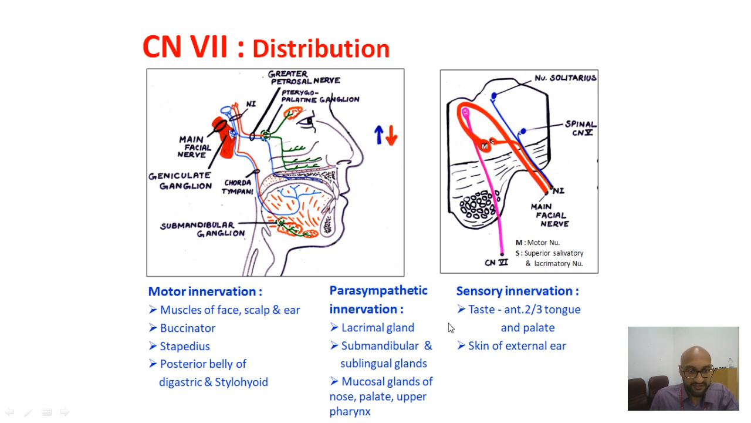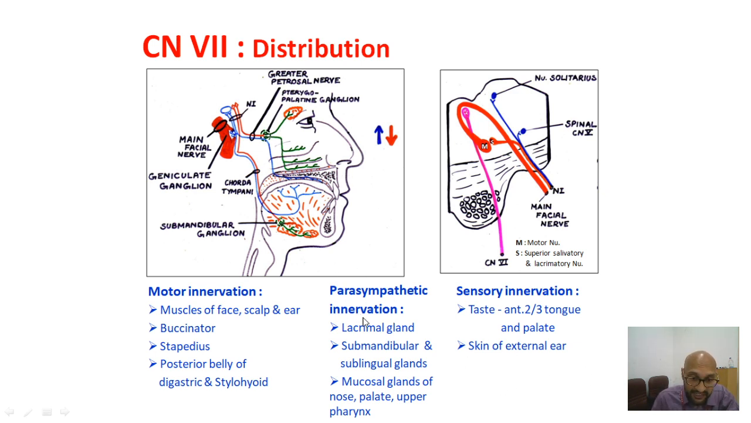The facial nerve has a motor component. It has a parasympathetic component, that is the general visceral efferent component, and it also has a sensory component, both for taste, that is special visceral afferent, and also general somatic afferent, where a small part of the skin of the external ear, in the external auditory canal, is supplied by a small tiny branch of the facial nerve. Okay.